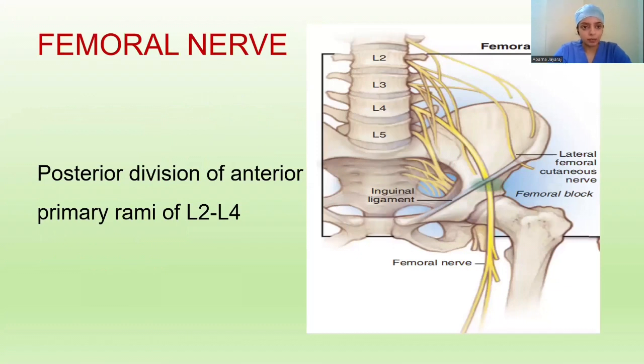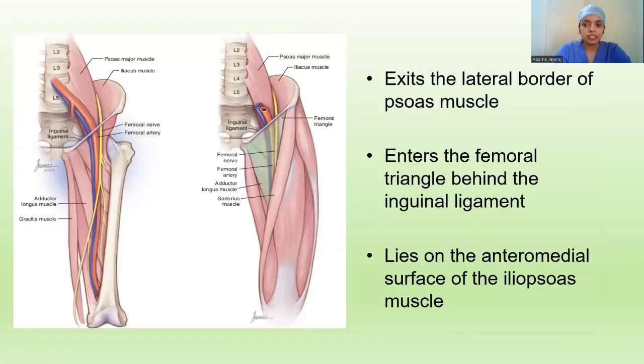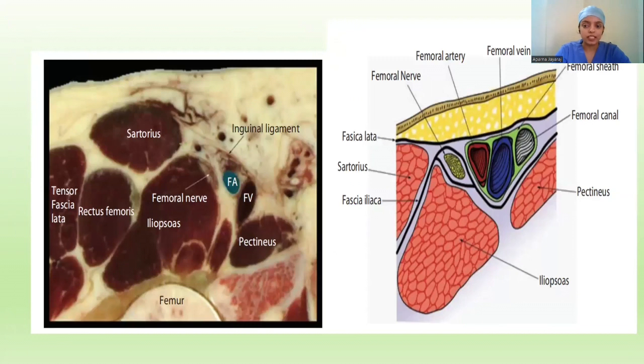Coming to some basics of anatomy, the femoral nerve arises from the posterior division of the anterior primary rami of L2 to L4. It exits the lateral border of the psoas muscle, enters the femoral triangle behind the inguinal ligament, and then lies on the anteromedial surface of the iliopsoas muscle. As you can see, from skin down, there is skin, subcutaneous tissue, fascia lata, then fascia iliaca, and below that is the femoral nerve.